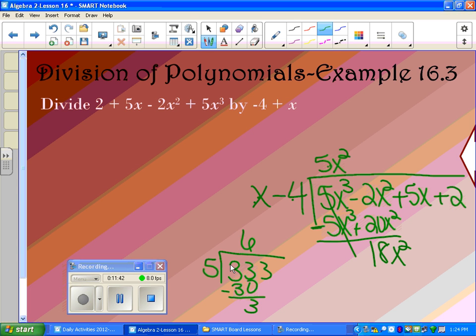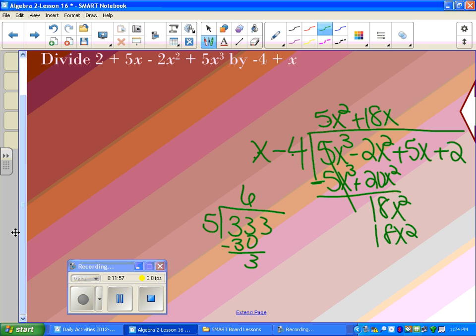X times what would give you 18x squared? 18x times x is what? What do we have to do next? And you get? Now what do I have to do? Make this one a negative, make this one what? What happens here? What do you get? Y'all see how that's working so far?